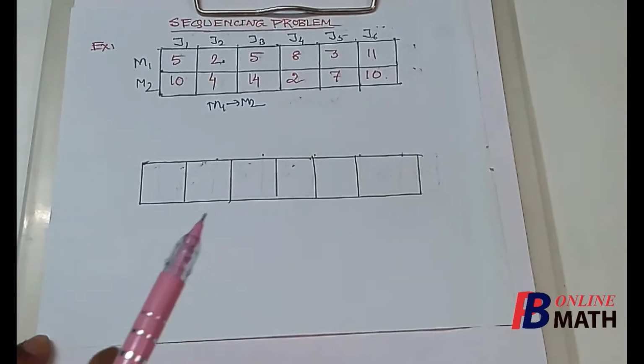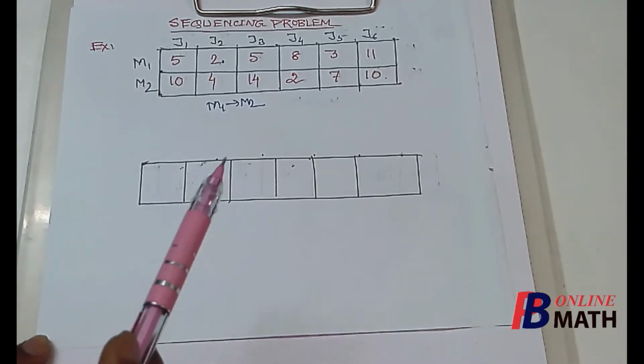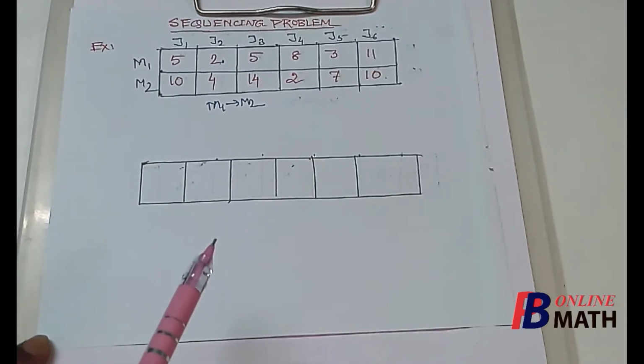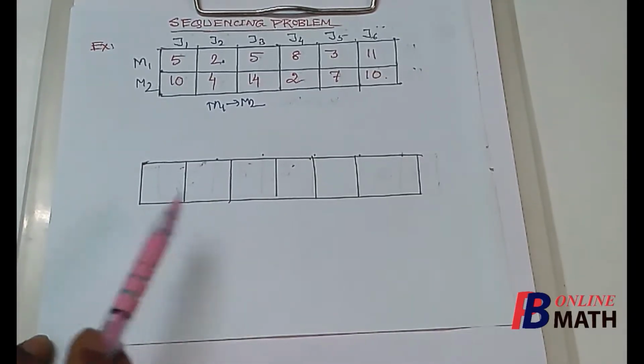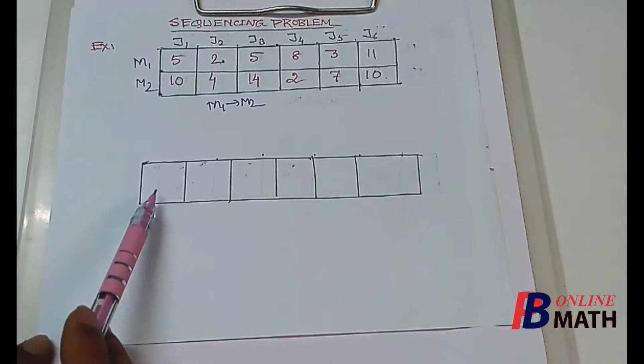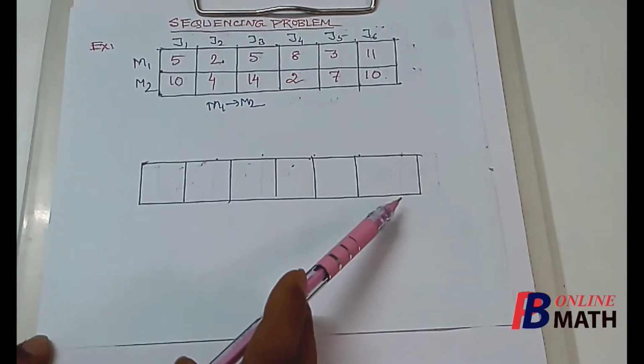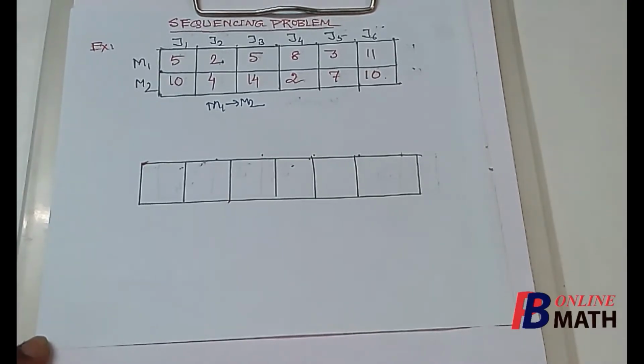We shall find the optimal sequence of jobs and put the sequence in these boxes. Remember, the jobs are to be processed from the left hand side. So these jobs will be processed first and then this job, and this is the final job which is to be processed on the machine. So let us find the optimal sequence of jobs.